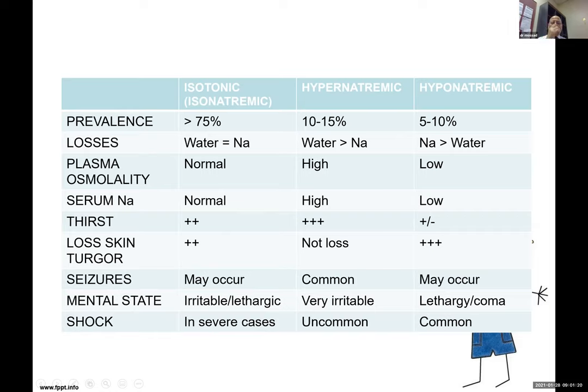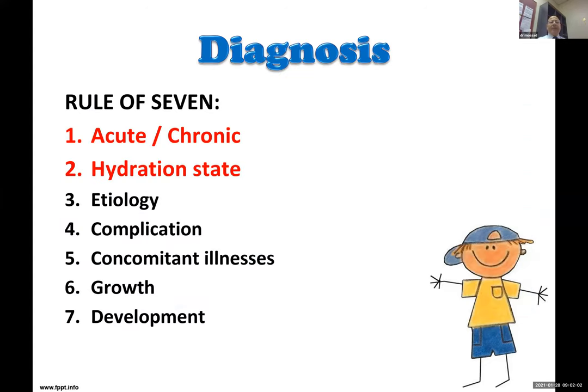Loss of skin turgor is more clear in the hypotonic, but there is no loss in hypertonic. Even the skin turgor will be kept, and even the tongue, you will find it like woody, like wood, but it is more clear in hypotonic. Seizure is very common also in the hypertonic. Mental status may be very irritable also in hypertonic. Shock is common in the hyponatremic more than the other two, unless it is severe. So please take care about the sodium level and the need to adjust your IV fluid.